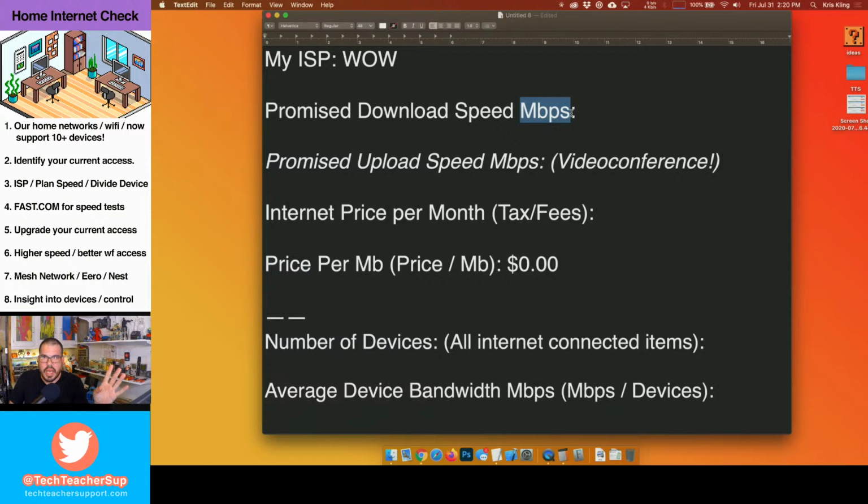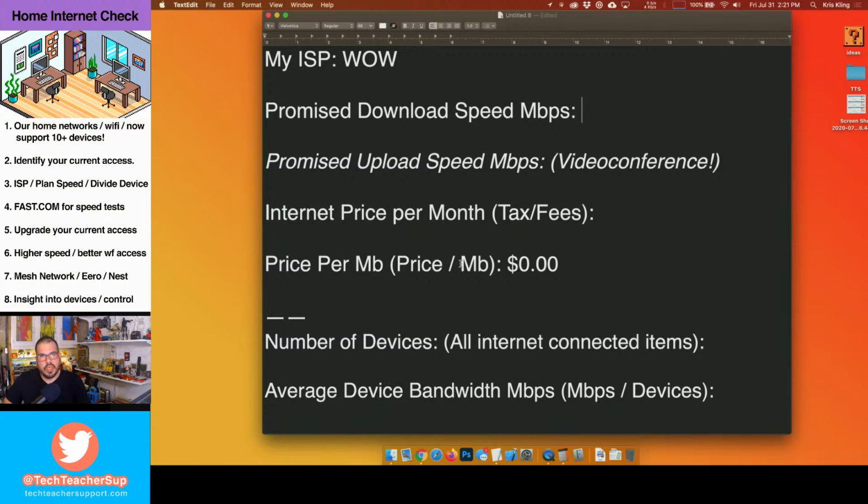Anyways, every ISP and everywhere you see is going to measure their speed by megabits per second. Okay, so now when you look at your bill or you log on to your account, you figure out what is the agreed upon speed that you're paying for.